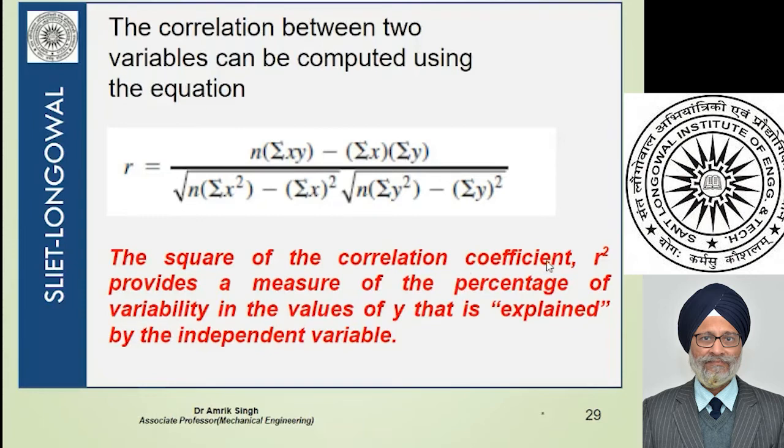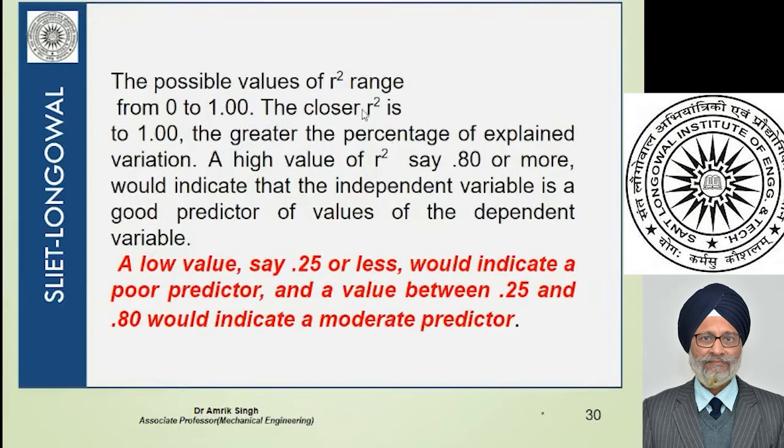The square of the correlation coefficient, r square, provides a measure of the percentage of variability in the value of y which is explained by the independent variable. Okay. So this r square is very important. It represents the measure of percentage of variability in the value of y. The possible values of r square range from 0 to 1. The closer r square is to 1, the greater will be the percentage of the explained variation. So it is better if it is close to 1 or if it is 1.